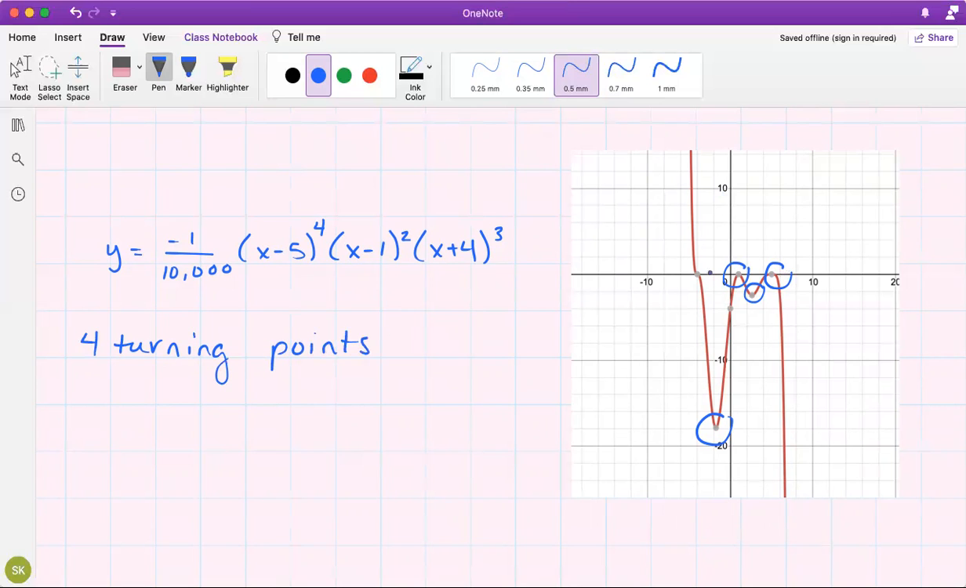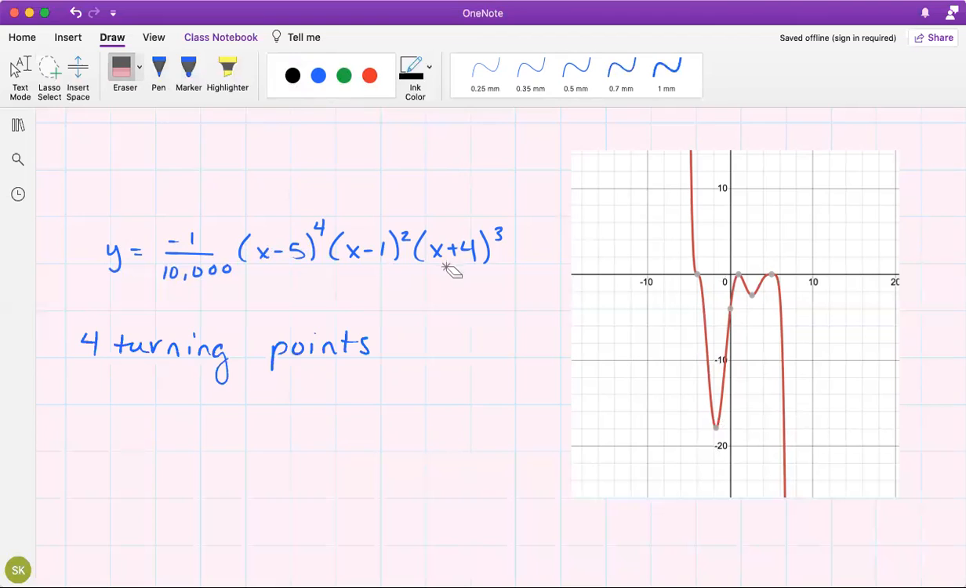1, 2, 3, 4. Now this point is actually a very interesting point. It's not a turning point because you're going from decreasing to decreasing. It's actually called a point of inflection. You'll learn a lot more about that in calculus. But right now, maxima and minima are turning points.